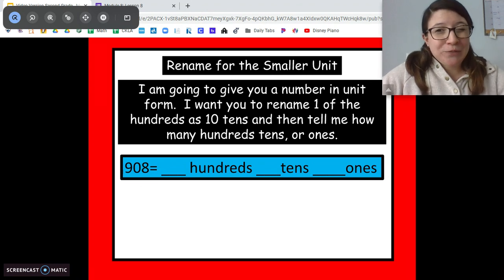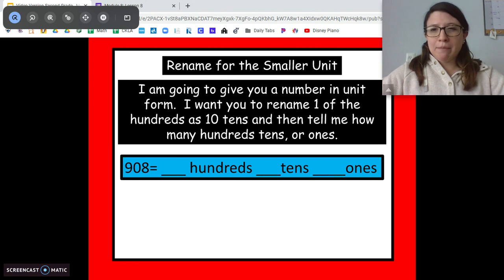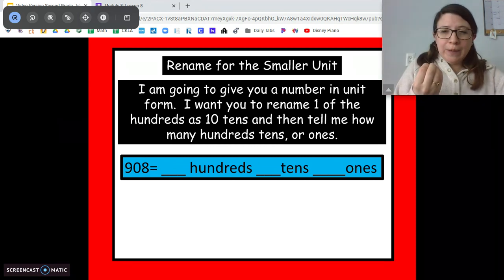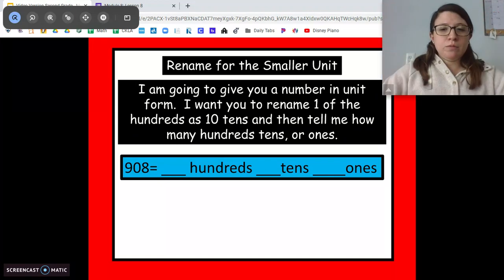This one's a little bit trickier, but you can do it. We're pulling the 10 tens out, remember. So if we pull 10 tens out, we have 100. How many more hundreds do we need? And then how many ones will we have?